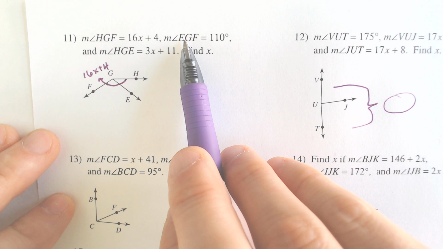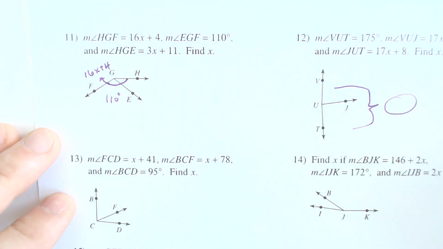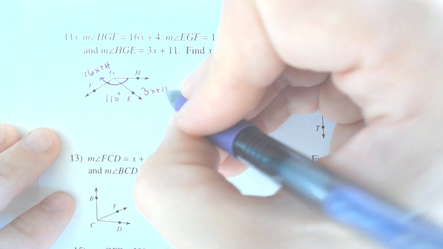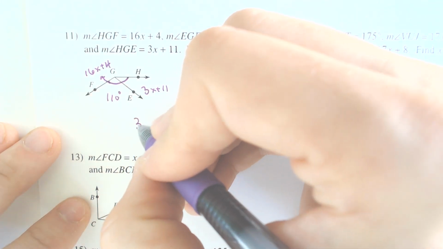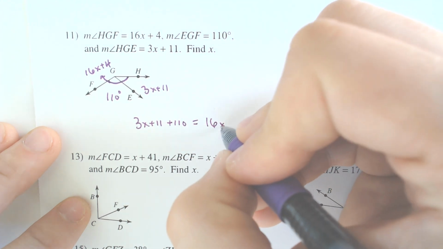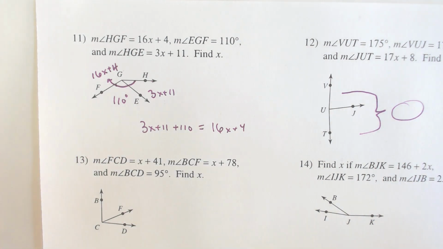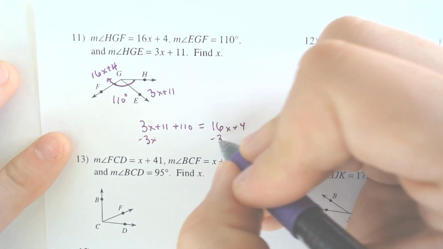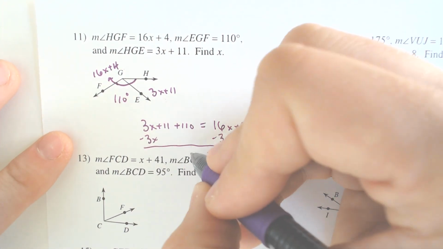Now we got angle EGF. EGF is right here. That is 110 degrees. And HGE is 3x plus 11. We have to add the two smaller parts to equal the entire thing. That would be 3x plus 11, and the 110 must add to the 16x plus 4. In this case, we are solving for x. If we're solving for x, we need to move all the x's to one side or the other, and in this case, that would mean subtracting the 3x. That would give you 13x plus 4 is equal to 110.